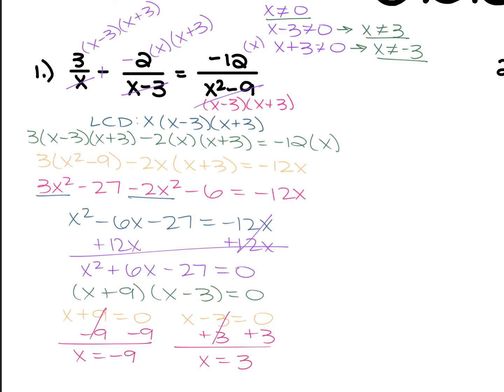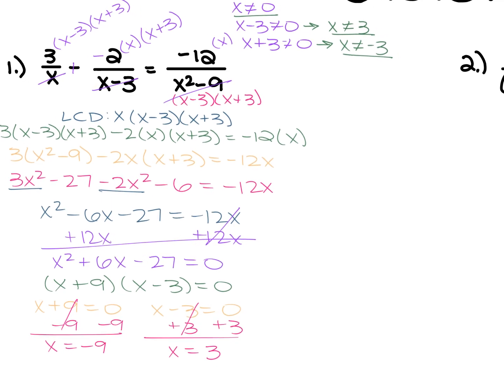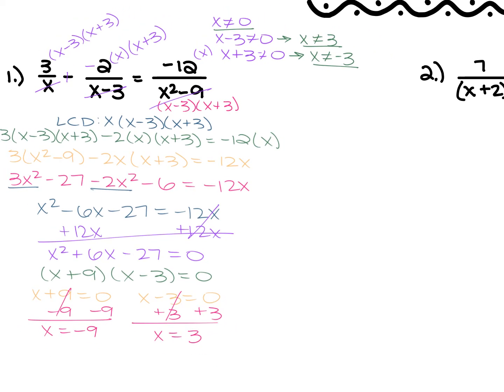Now, before you say that's my answer, check to see what we said that x can't equal from the very beginning. We said x can't equal 0, x can't equal positive 3, x can't equal negative 3. Are either of the two solutions 0, 3, or negative 3? Yes, the x is equal to 3 is. So that's an extraneous solution. We're not going to include that in our answer. We're just going to give the x is equal to negative 9 for our answer.